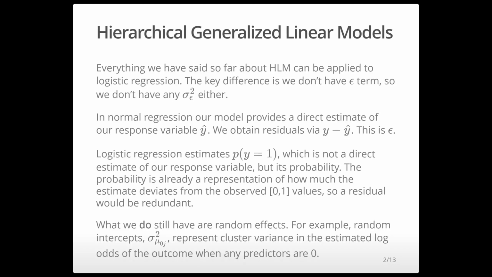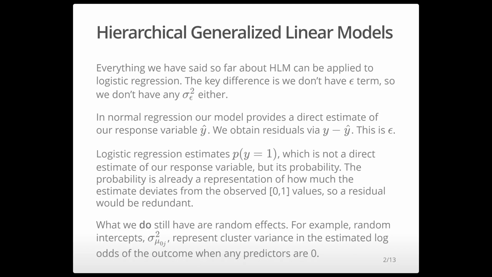The reason is that in normal regression, our model provides a direct estimate of our response, and we denote this y hat. And we get residuals by subtracting y hat from our actual observed y. And this is where we get the epsilon from. In logistic regression, we're not actually estimating our response variable, we're estimating the probability of our response variable. And that's because our response variable is on the 0, 1 unit. And when we estimate the probability, this is already a representation of how much our model estimation is deviating from the actual observed value. So adding the residual would be redundant.